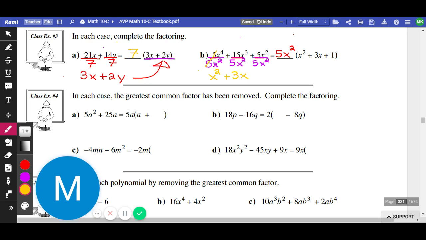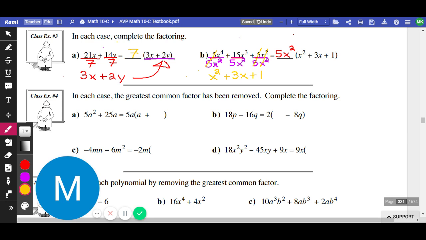The last one is probably the one people would make the biggest mistake on. 5x squared divided by 5x squared. The reason people make a big mistake on that one is they say it cancels out and it cancels out. When in reality, 5 divided by 5 doesn't cancel out. It equals 1. You need to put 1. So plus 1.